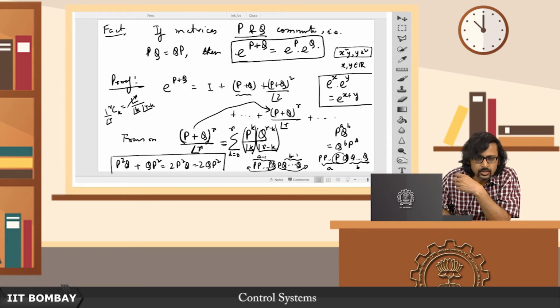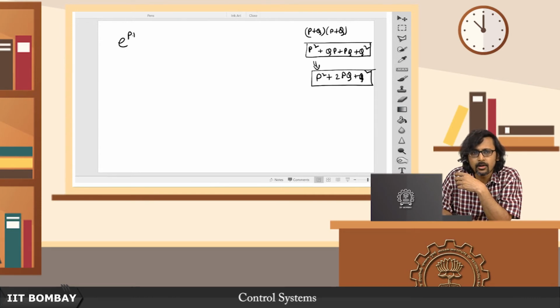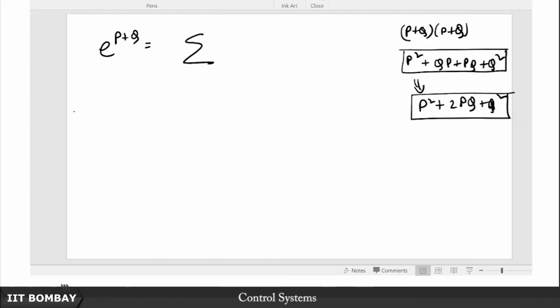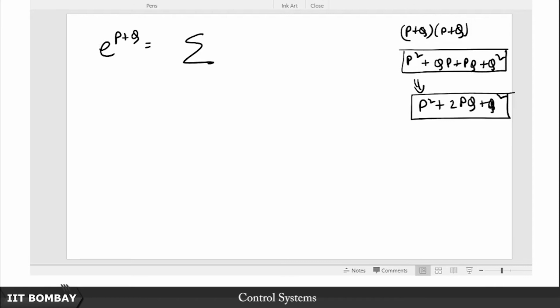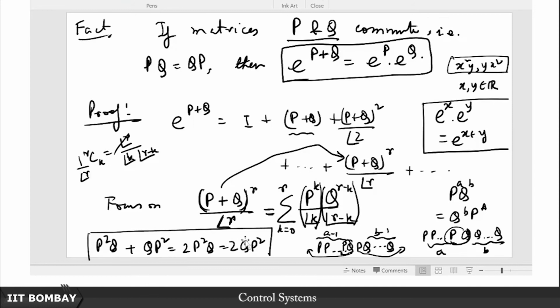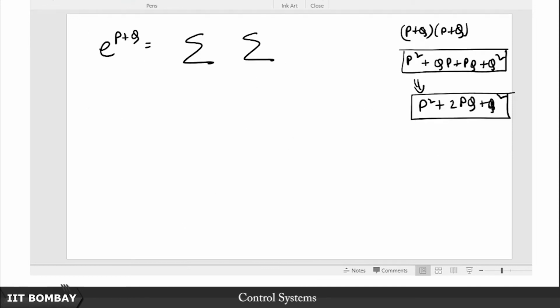Now, this is a sum, so can I not write e to the power p plus q as a double summation? One summation comes because each individual term contains a summation. Let me be a little slow here. The first summation is over k going from 0 to r. So, it is p to the power k by factorial k times q to the power r minus k by factorial r minus k.